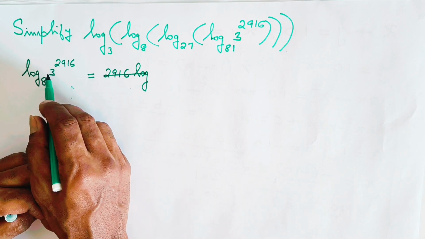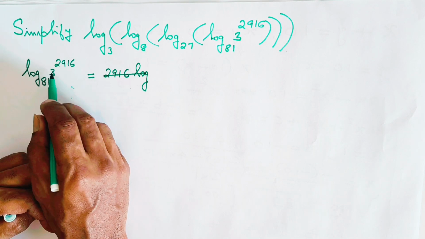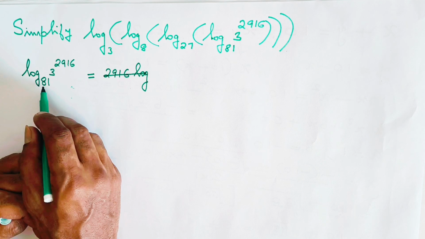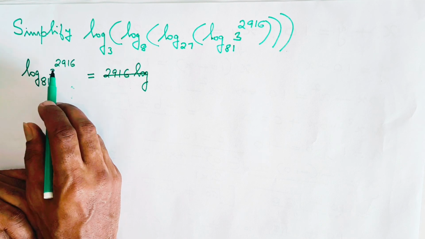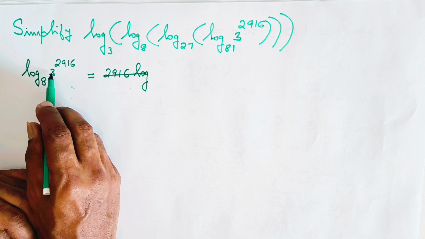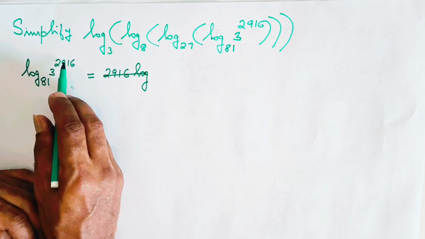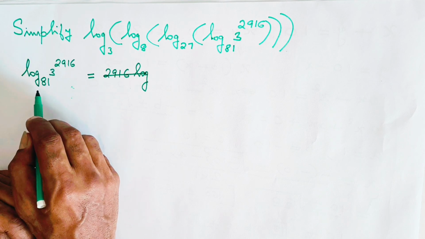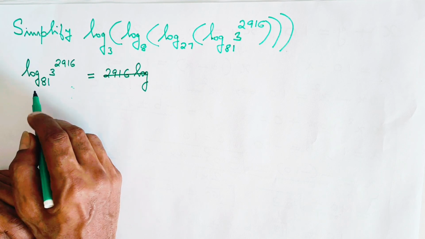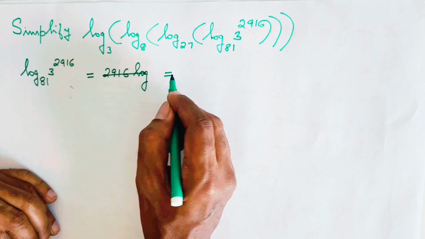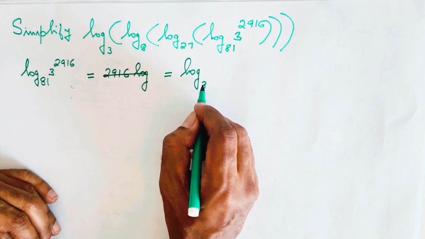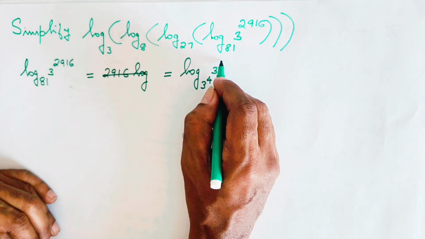See, if you look at the argument, that is an exponential term, whereas the base is just an integer. The first step is to convert both the argument, which is 3 to the power of 2916, and the base figure 81 to the same base. What we can do is, we will write 81 as 3 to the power of 4, and the argument as it is.